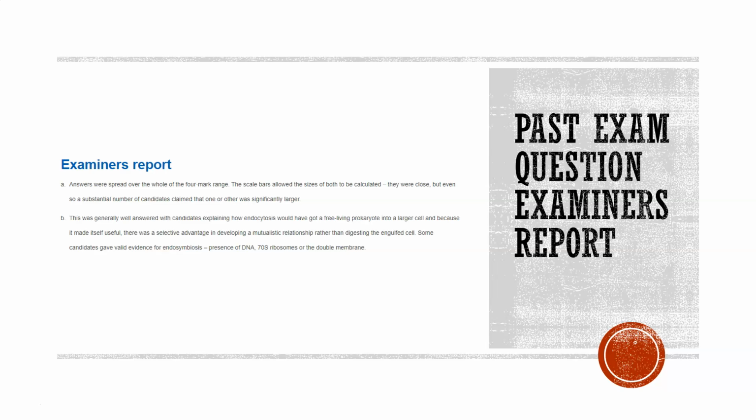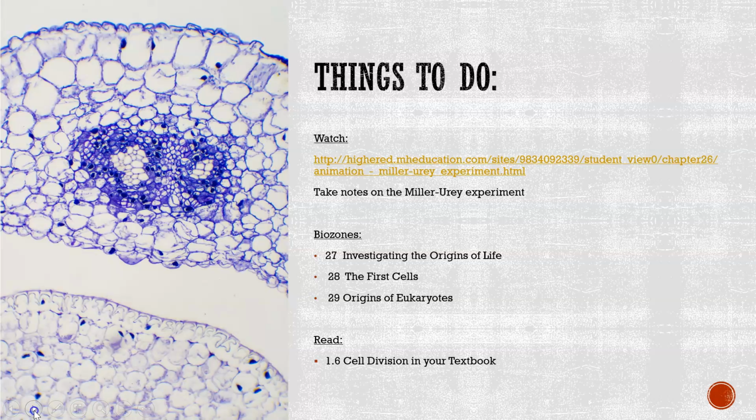And B was generally well answered, with candidates explaining how endocytosis would have got a free living prokaryote into a larger cell, and because it made itself useful, there was a selective advantage in developing a mutualistic relationship rather than digesting the engulfed cell. Some candidates gave valid evidence for endosymbiosis, like the presence of DNA, 70S ribosomes, or double membranes. This was all things that you should have done over the holiday for holiday homework.